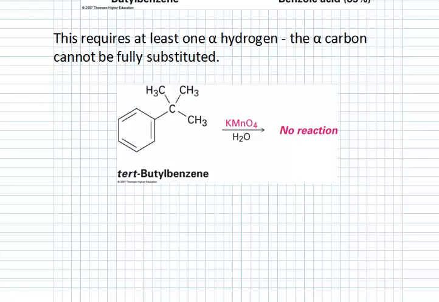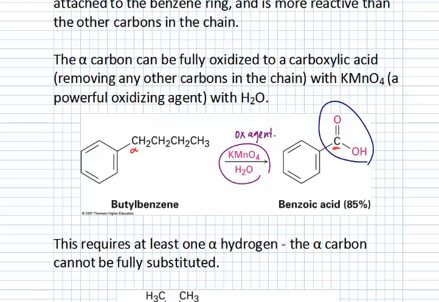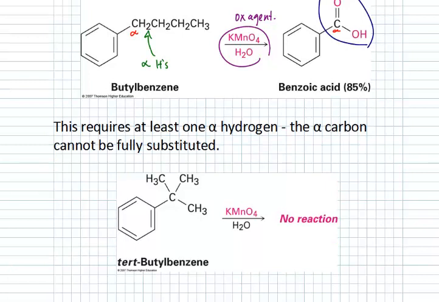One restriction that we have on this is that we need at least one alpha hydrogen. Alpha hydrogens are, as you'd guess, the hydrogens that are attached to the alpha carbon. So we need at least one alpha hydrogen. So when I have tert-butyl benzene, I have a quaternary carbon with 3 methyl groups that's attached to the ring. No alpha hydrogens on that carbon, so oxidation is not able to take place.